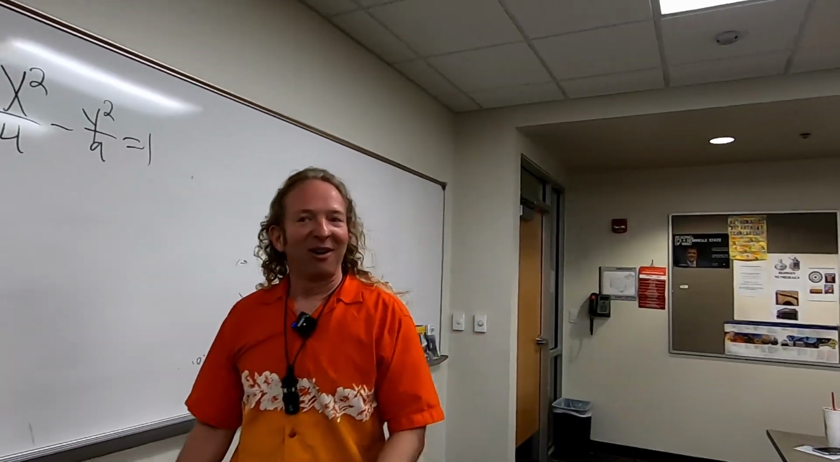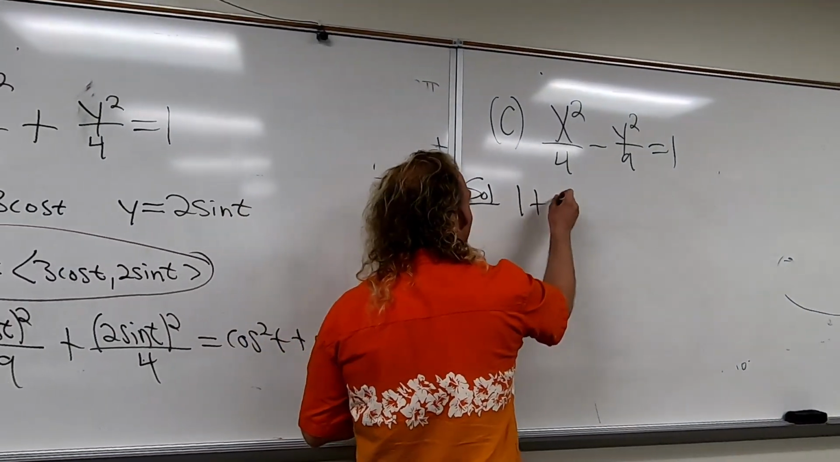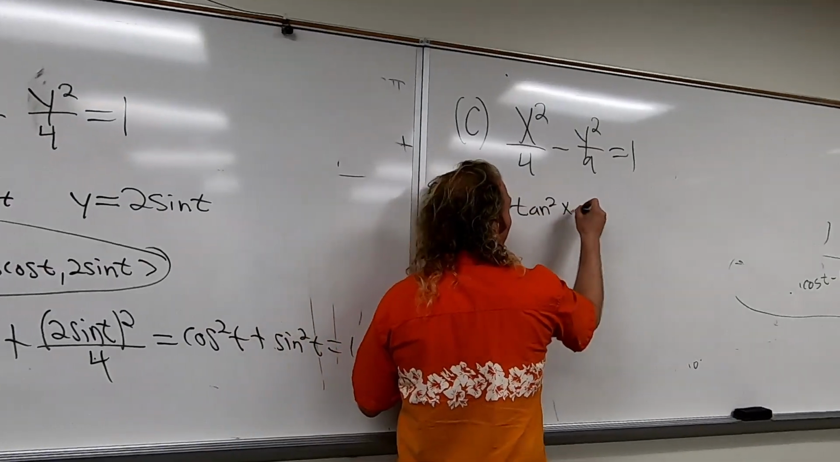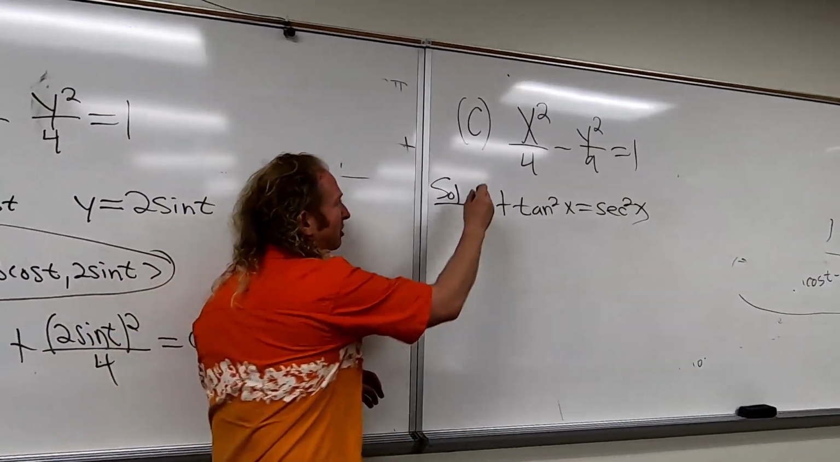All right, let's do it Luigi's way first. So, why was there an echo over there? That's weird. All right, so solution 1. Solution 1 requires that you know that 1 plus tangent squared is secant squared. I don't do it this way. This is the Luigi method. So this is Luigi's way.